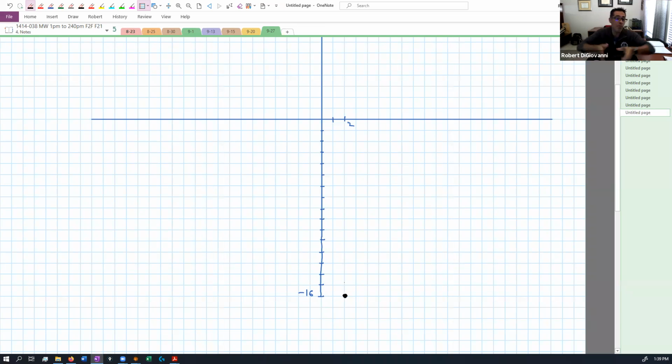Now my parabola opens up, I know that, right? So I'd like to know where it hits the x-axis. And we already found that that was negative 2 and 6.